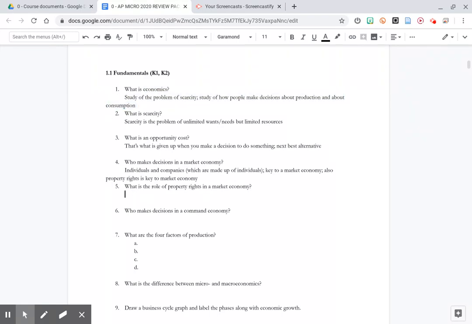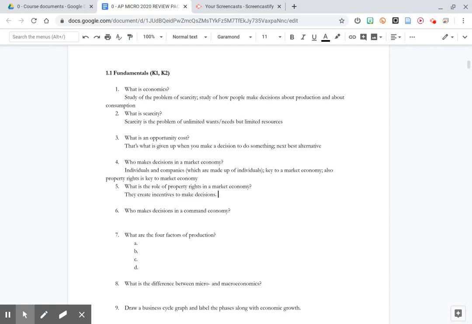The role of property rights in a market economy is that they create the incentives to make decisions. In other words, we are motivated to go to work. We are motivated to improve our property because we get to reap the bounty of those things. If we work really hard, we get ahead and we get paid more. And so we have more property and we can improve upon it.